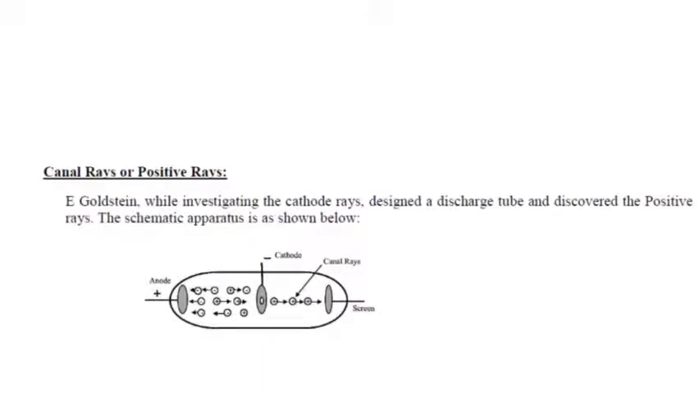There is another ray that is called positive ray, opposite to that, also called canal ray or positive ray. Goldstein, while investigating the cathode rays, saw this interesting thing and designed a tube in which the positive rays emit from the anode and move towards cathode.